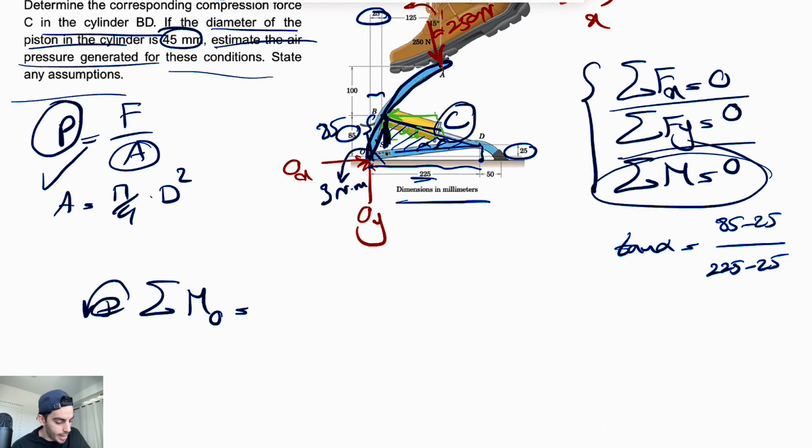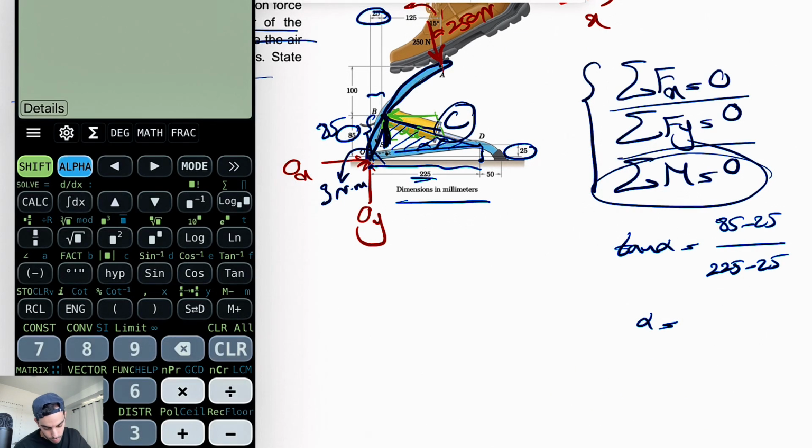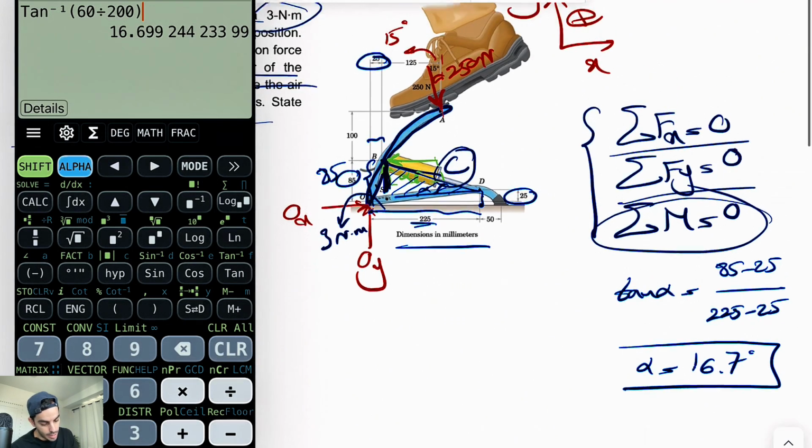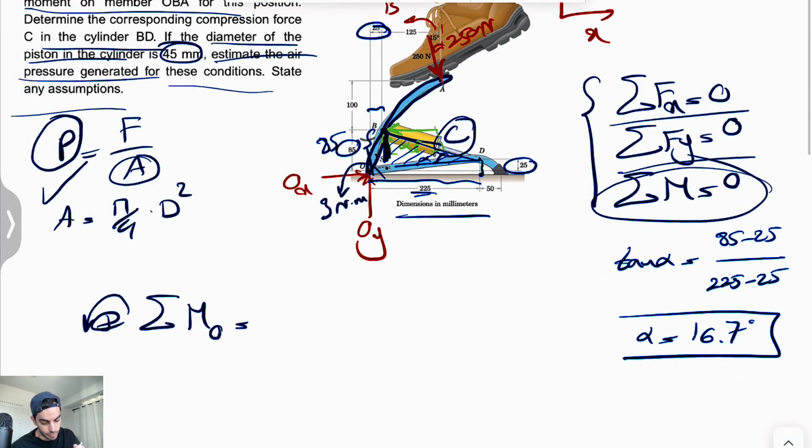So now we can find the angle alpha. So let's see what we get. Our alpha is tangent inverse of 60 divided by 200, which is going to give us 16.7 degrees. And now that we have this, we can resolve this force into two components.